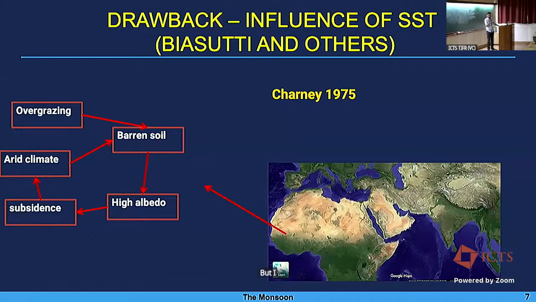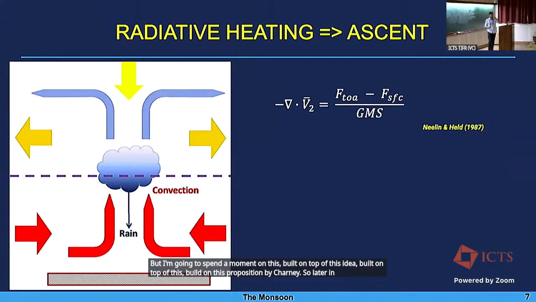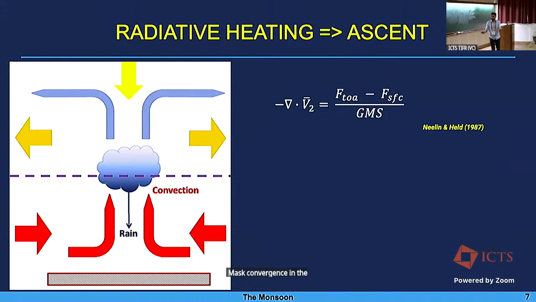But I want to spend a moment on this, build on top of this idea, build on this proposition by Charney. So later in 1987, Neelin and Held made an exciting proposition that mass convergence in the lower troposphere, if you divide the troposphere into two parts, upper troposphere, lower troposphere, the mass convergence in lower troposphere can be written as the ratio of net energy fluxes into atmosphere from the top and surface and GMS. Right? So now, please remember this is for a convecting region.